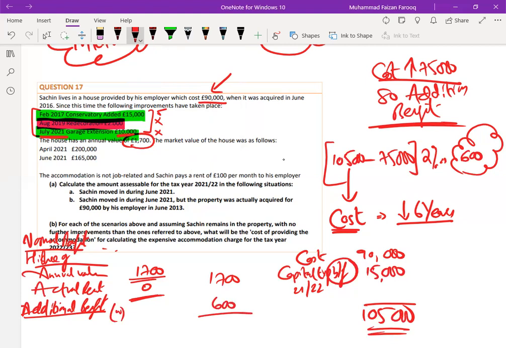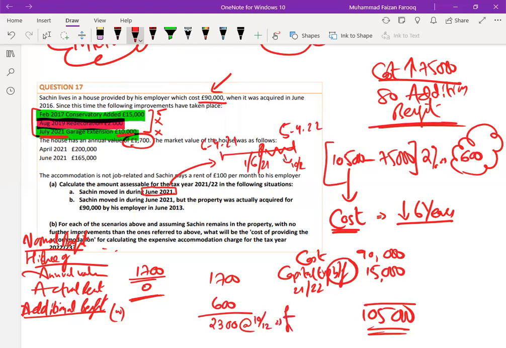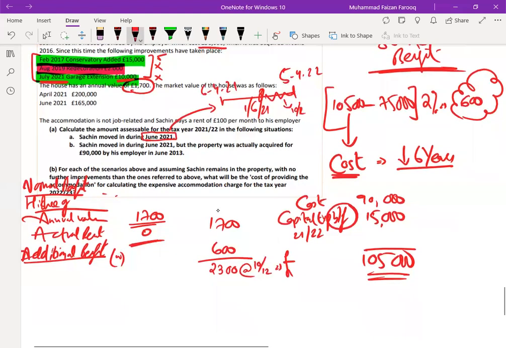Total is 2,300. Can you tell me which date he moved in? He moved in June 2021. Is it a complete tax year or some months? Some months. How many months? March, 10 months. Okay, so the answer will be 1917.